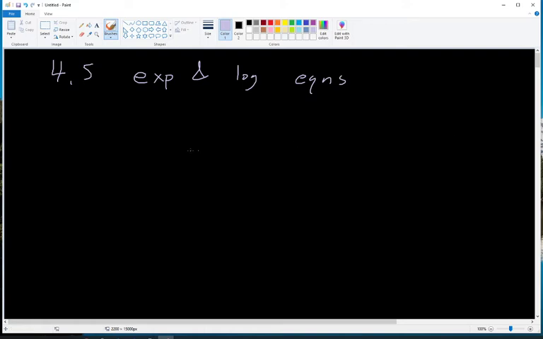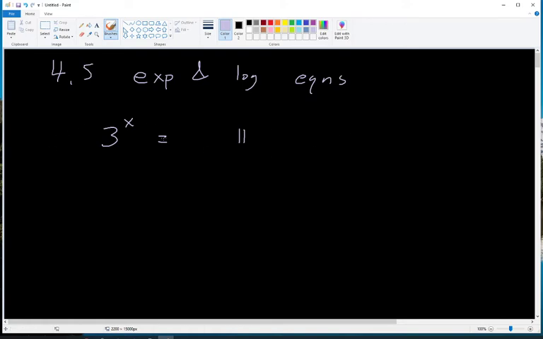First of all, what we're going to be using in these is, if I have, say, an exponential equation, like let's say 3 to the x equals 11, what we want to do is use those inverse properties. If you remember from 4.1, if you have an exponential, its inverse is a logarithm of the same base. And if you have a logarithm of a base, its inverse is an exponential of the same base.